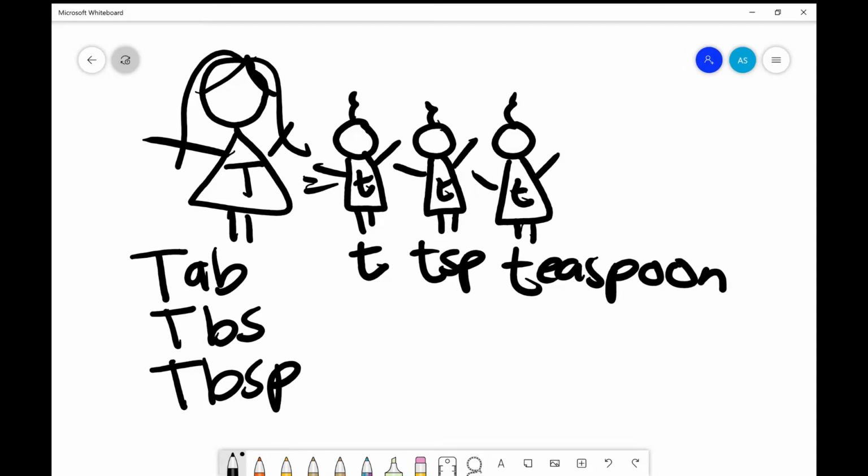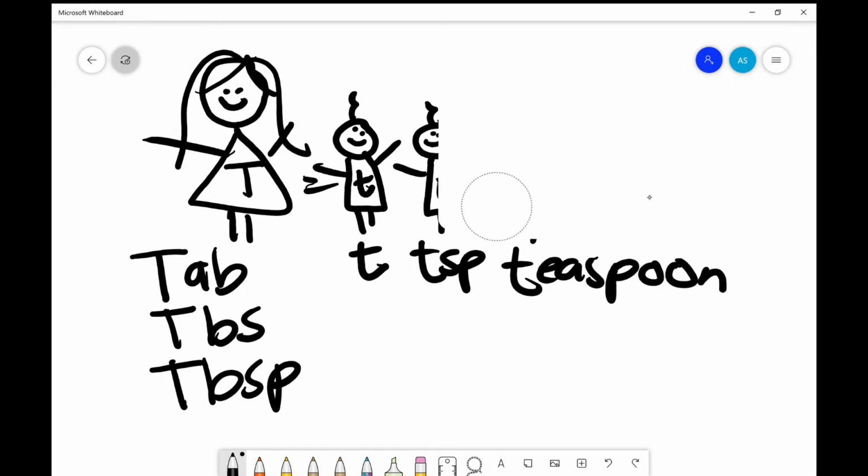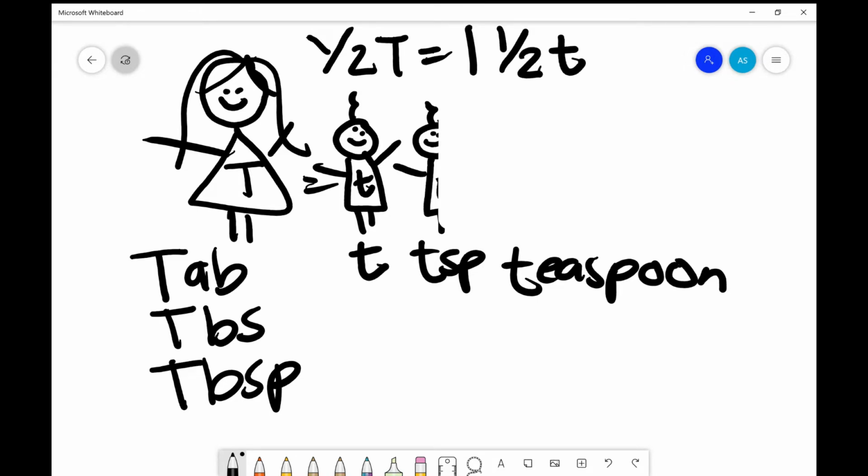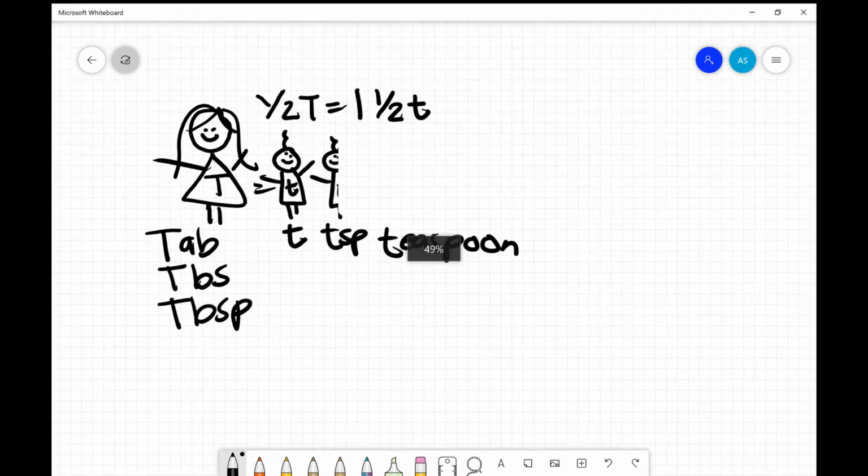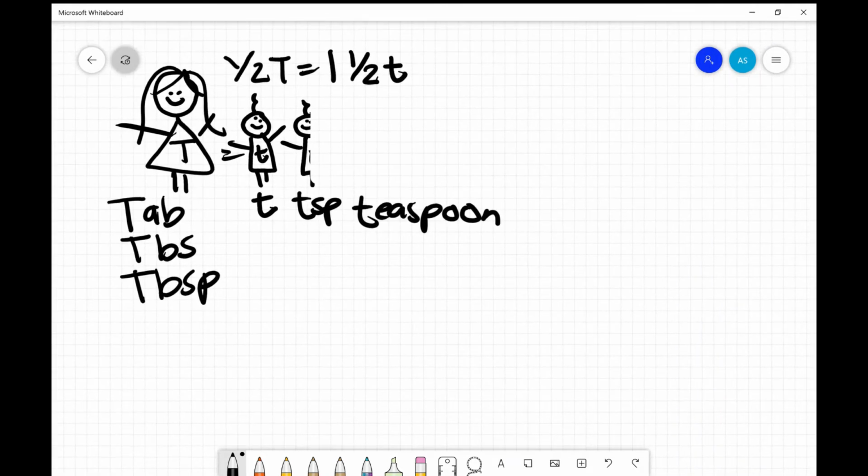Okay, and now we have, so Mama T is the same as her 3 little kids, right? So 1 tablespoon is the same as 3 teaspoons. But what happens when we erase half of her kids, right? And you might think, how do we do that? Well, this is how we do that. We just erase half of those kids. And what are we left with? So 1/2 of Mama T equals 1 1/2 little kids. Kind of gruesome, but hopefully that helps you remember. So there's one little remembering tip.